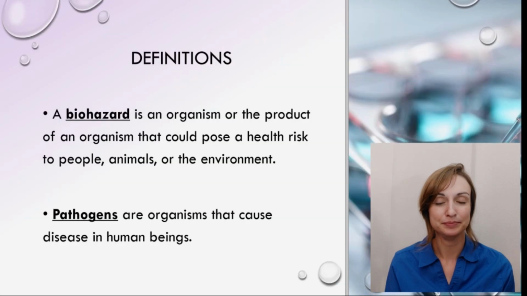A biohazard is an organism or the products of an organism that could pose a health risk to people, animals, or the environment. This includes things like viruses, bacteria, or parasites, and any chemical toxins they might produce. These organisms are called pathogens, and in this training, we will show you how to protect yourself and your coworkers from the biohazardous threats you are most likely to encounter on campus.